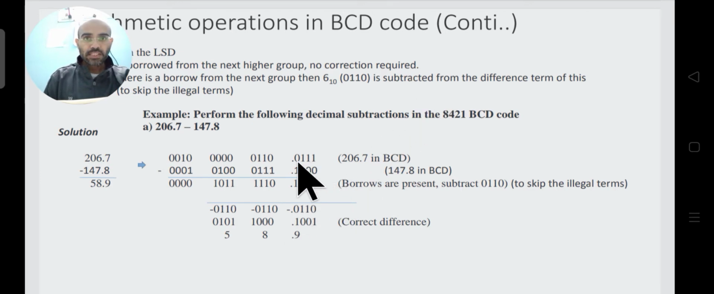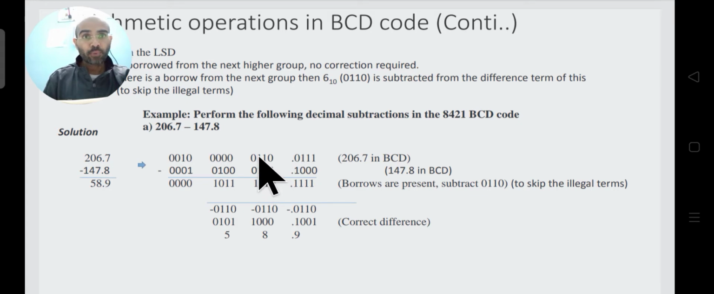So let's start from the least significant digit. As we can see, this group is smaller than the other group. If we perform the subtraction, 1 minus 0 will be 1. 1 minus 0 again will be 1. But 0 minus 1: as 0 is smaller than 1, it cannot subtract. So we have to borrow from the next higher group.